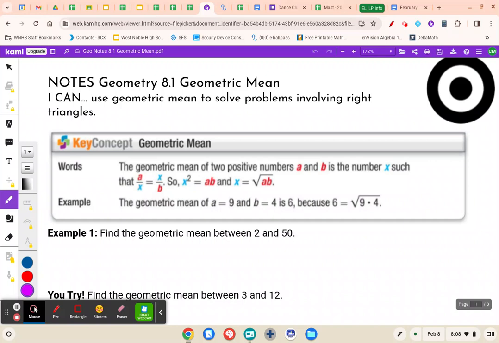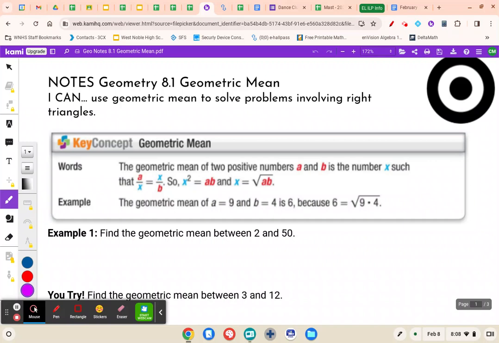So a geometric mean of two positive numbers, a and b, is the number x, such that a over x equals x over b. So you have to have x squared equals a times b, which means that x equals the square root of ab. That's literally what we were just doing, okay? So the geometric mean of 9 and 4 is 6, because you just multiply those two and then take the square root, and the square root of 36 is 6.